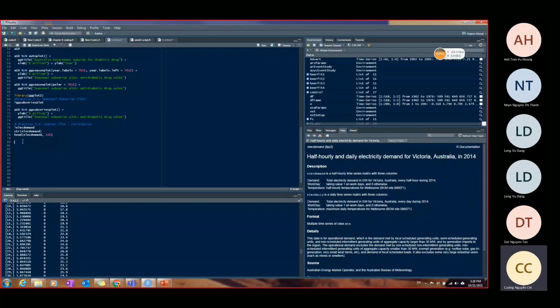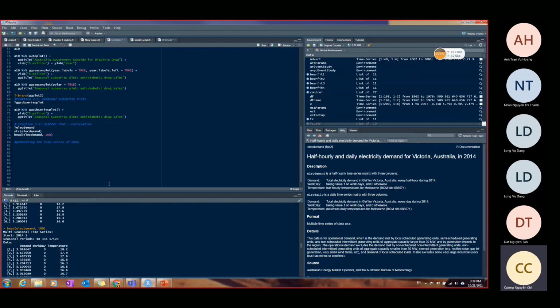So first of all, I wanted to see the graph of the demand and temperature. The first way to see the relationship between two time series will be generating the time series data. Okay, so here we have the two of them. We have the demand and we have the temperature, right?